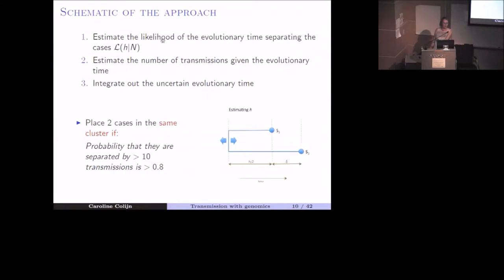So we figure out our likelihood of H. Then we figure out, if it was H, how much transmission would that be if this was 5 years, and we think the pathogen is moving from person to person every year? That might be on average 5 transmissions, but it might be quite uncertain. So we can look at the probability that there were 10 transmissions. Okay, and then in the work I'm going to present, we use 10 and 0.8. So the probability that cases are separated by greater than 10 transmissions. This should read different, sorry. It has to be less than 0.8 to put them in the same cluster. Okay, so 10 and 0.8.